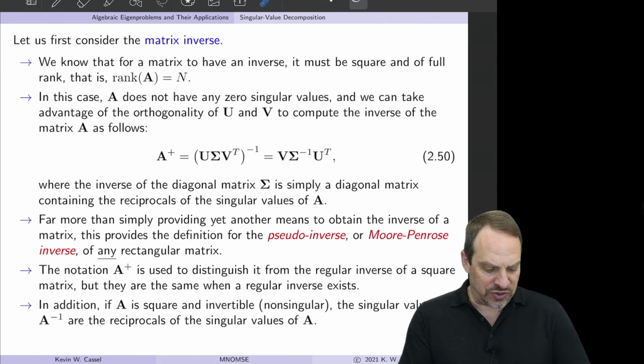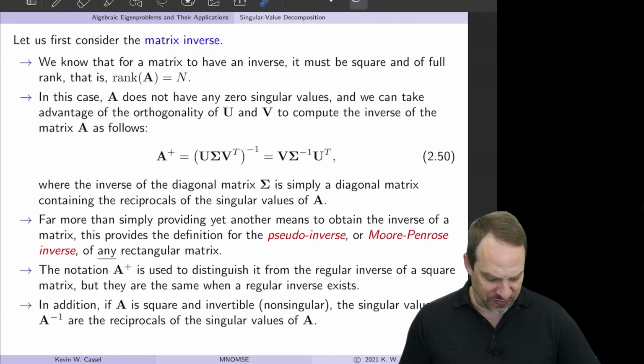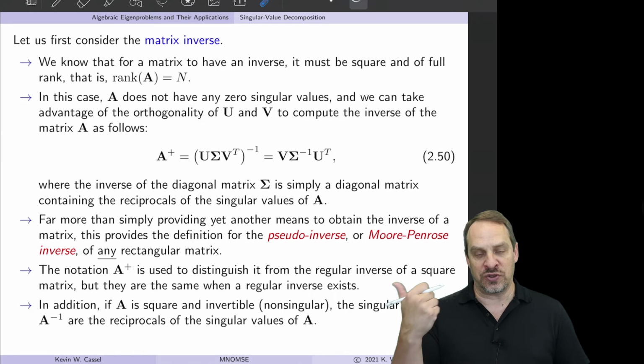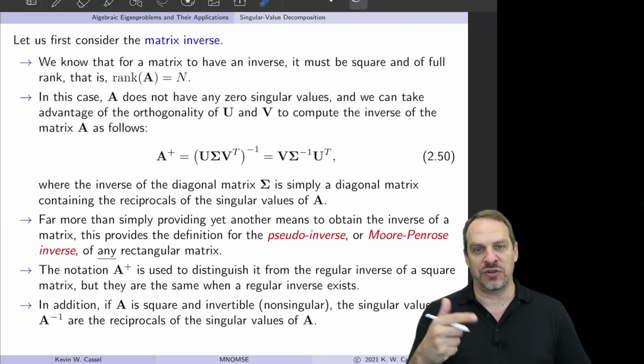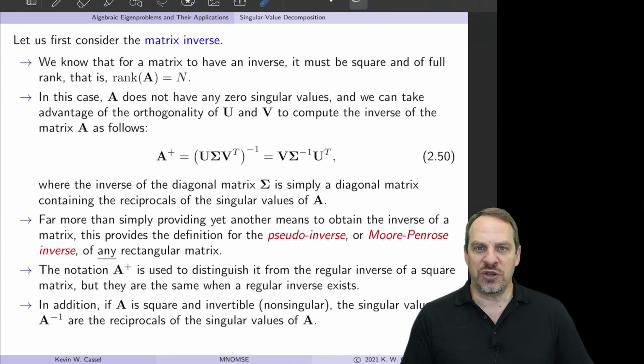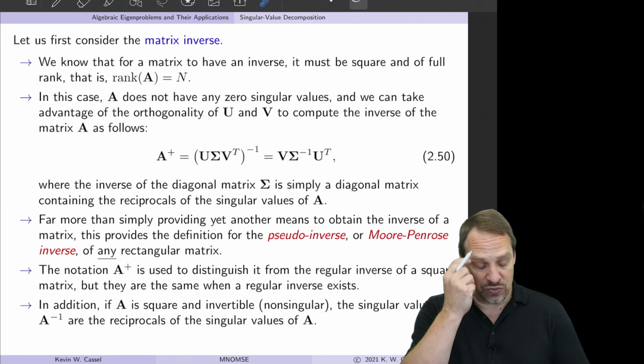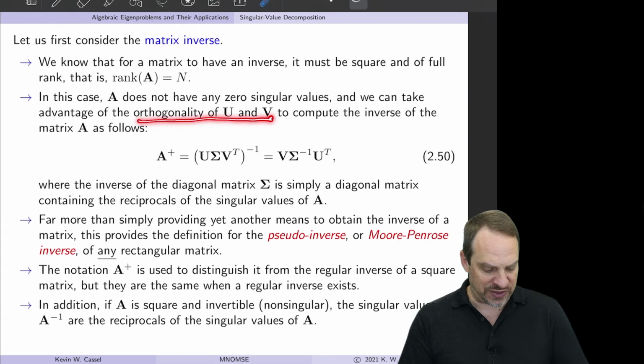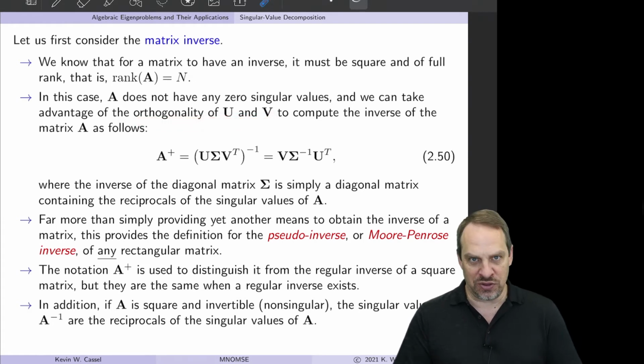So let's start by looking at just the simple matrix inverse by itself. So the matrix inverse, remember, strictly speaking, only applies for square matrices that are non-singular, so they have non-zero determinants. Well, let's think about how the SVD could be used to express such an inverse. For the matrix inverse to exist, the rank of A has to be equal to n, where n is the size of the square matrix. So A won't have any singular values that are 0, and we can take advantage of the orthogonality of U and V to express the matrix inverse in a rather interesting and useful way.